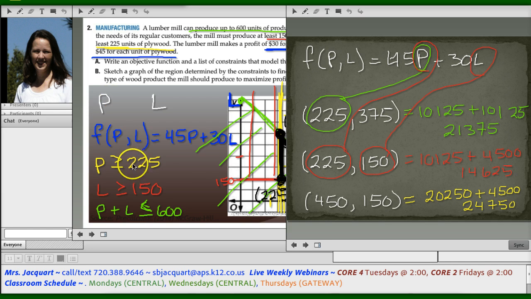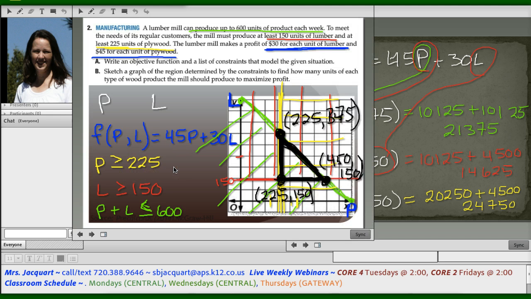So let's go back and look at our list of what we want. Oh, so write an objective function. Okay, so this big stuff was our objective function. That was our objective function. And sketch the graph of the region determined by the constraints to find out how many units of each type should we produce to maximize profit.